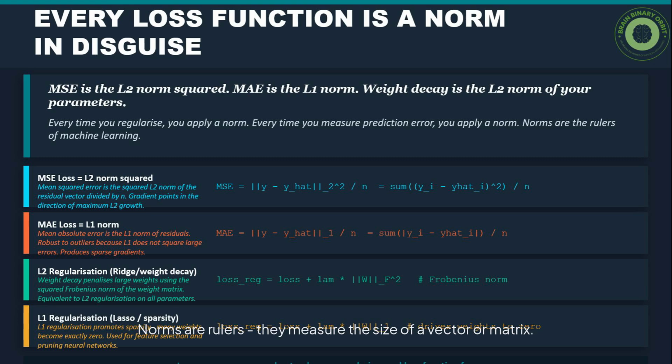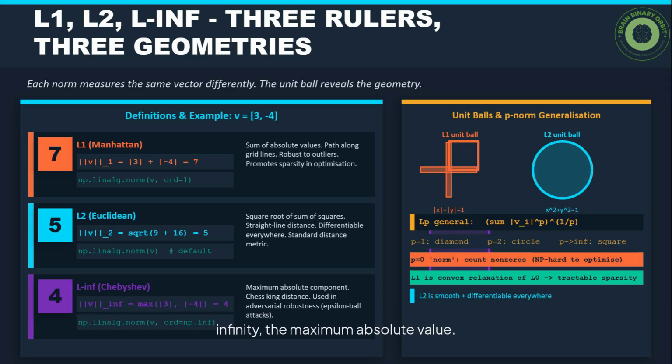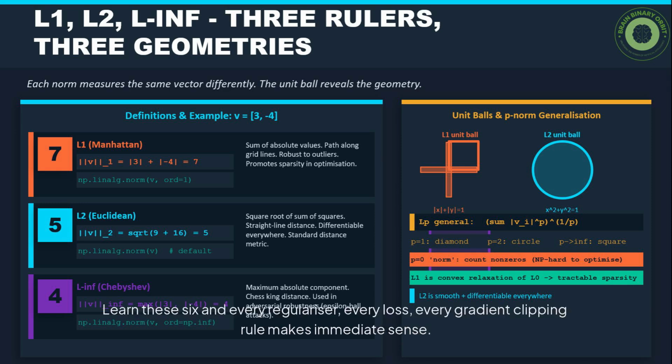Norms are rulers. They measure the size of a vector or matrix. Three vector norms dominate machine learning: L1, the sum of absolute values; L2, the Euclidean length; and L infinity, the maximum absolute value. For matrices, Frobenius, spectral, and nuclear. Learn these six and every regularizer, every loss, every gradient clipping rule makes immediate sense.